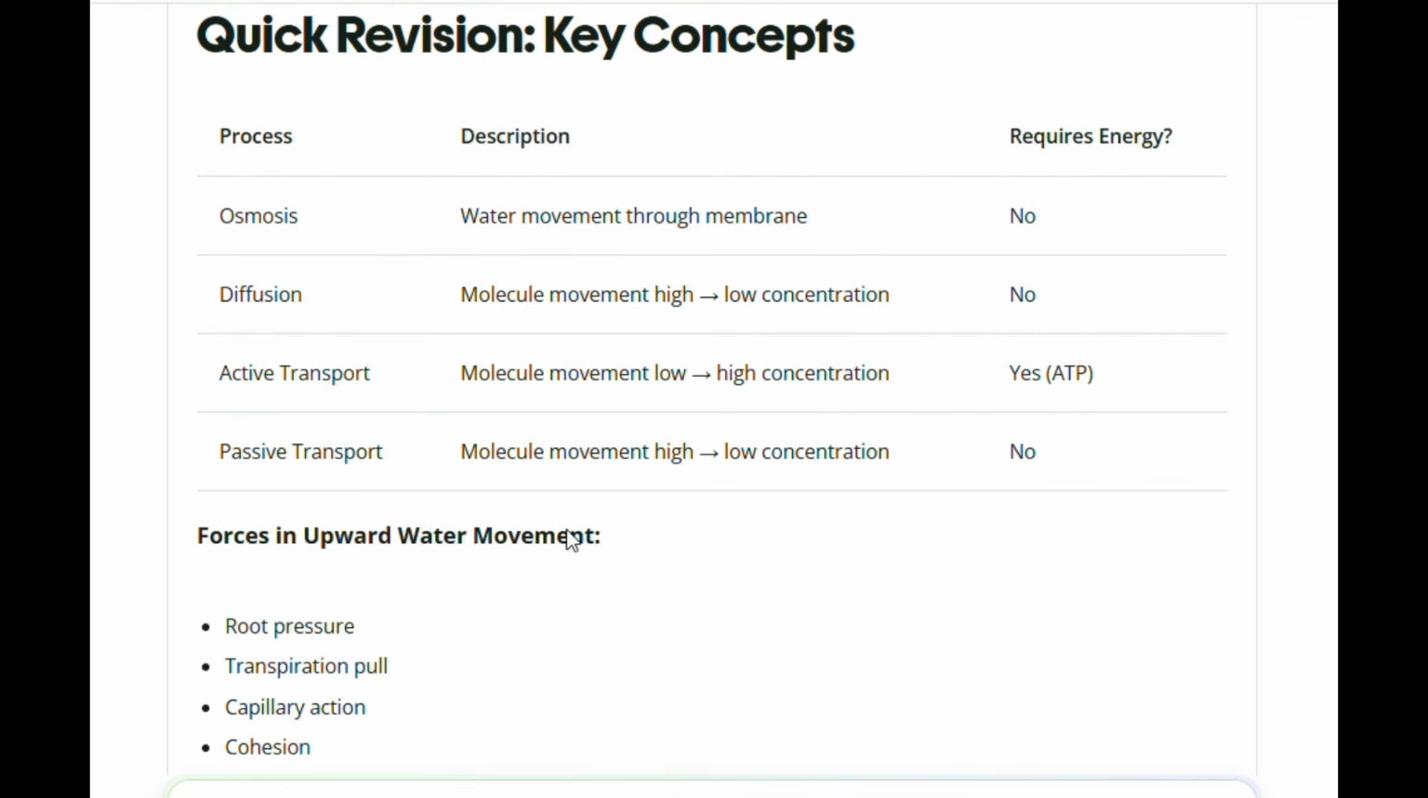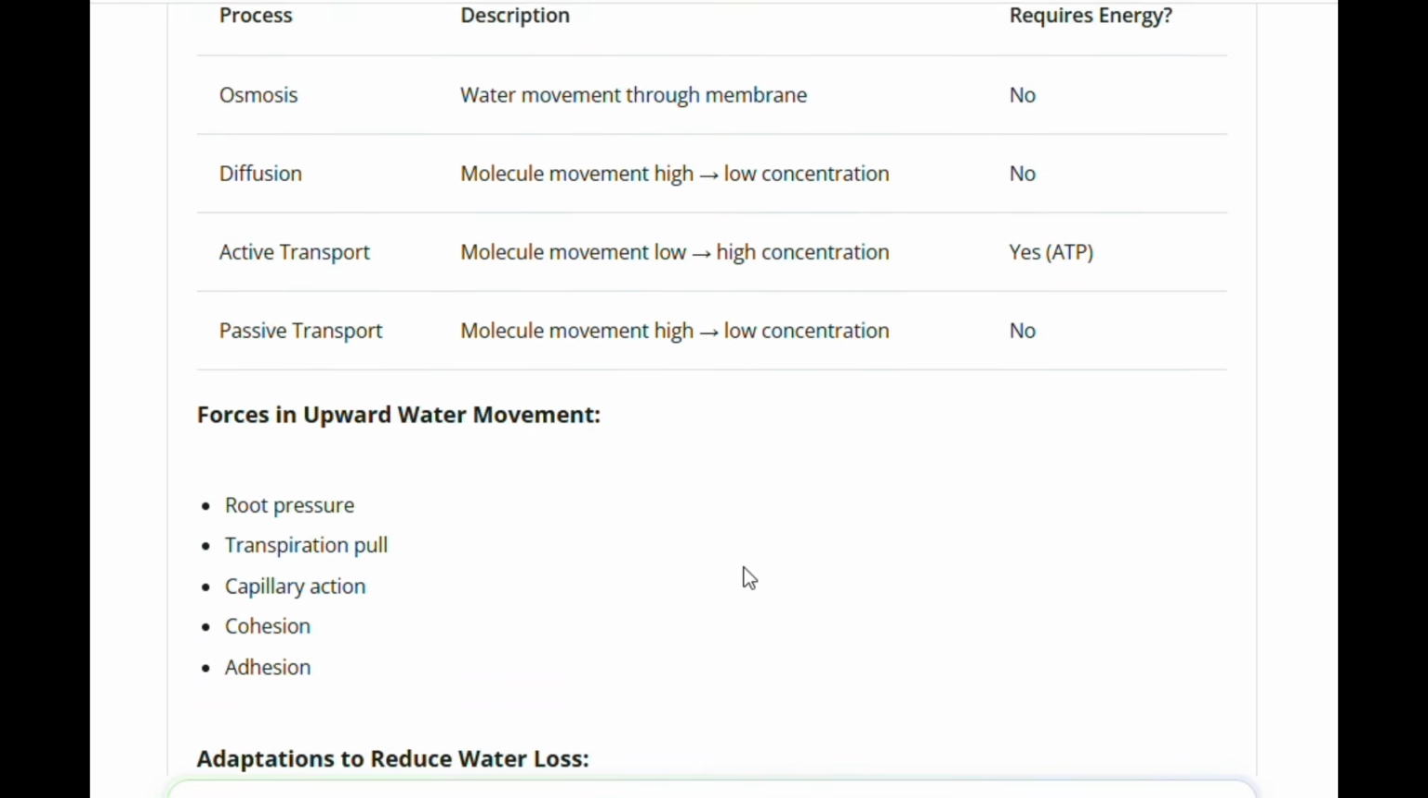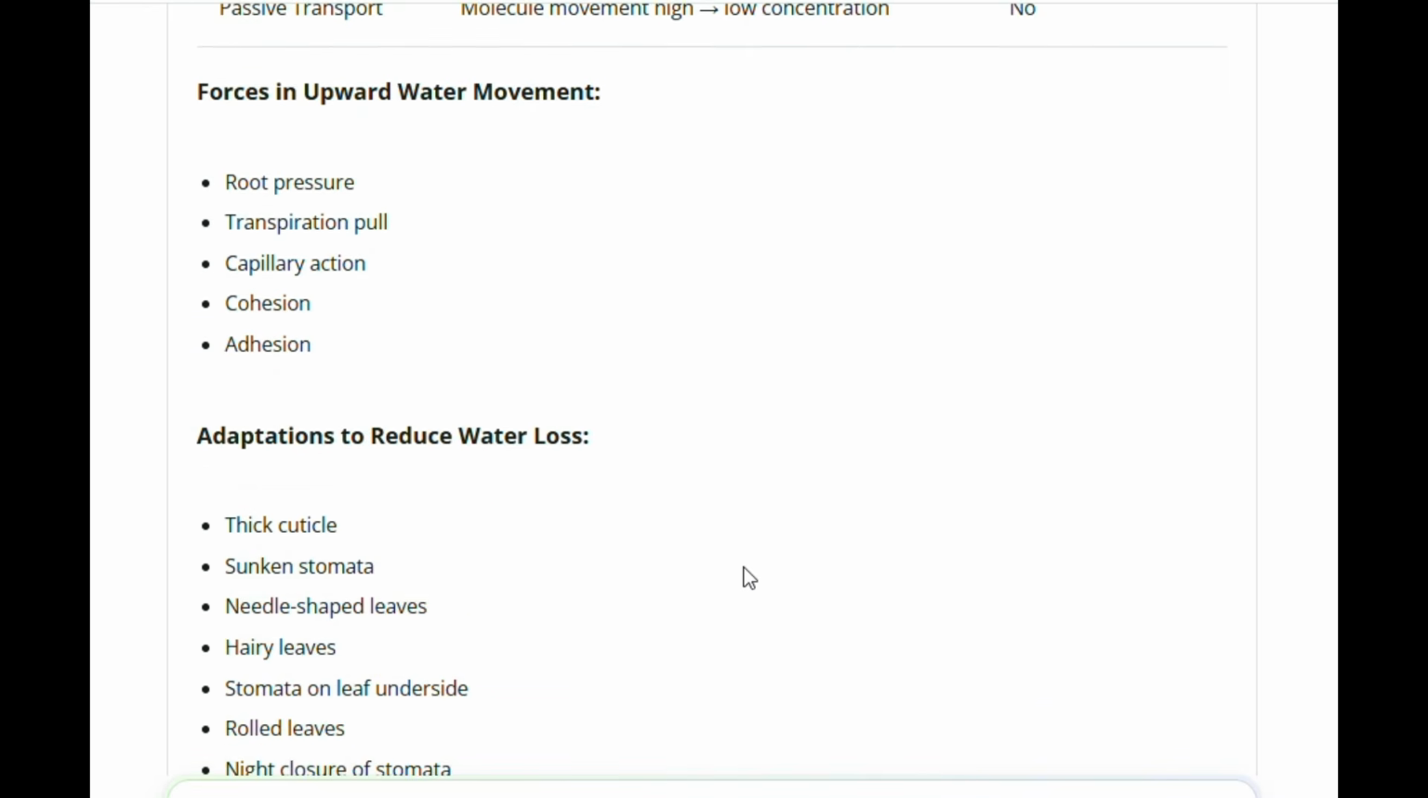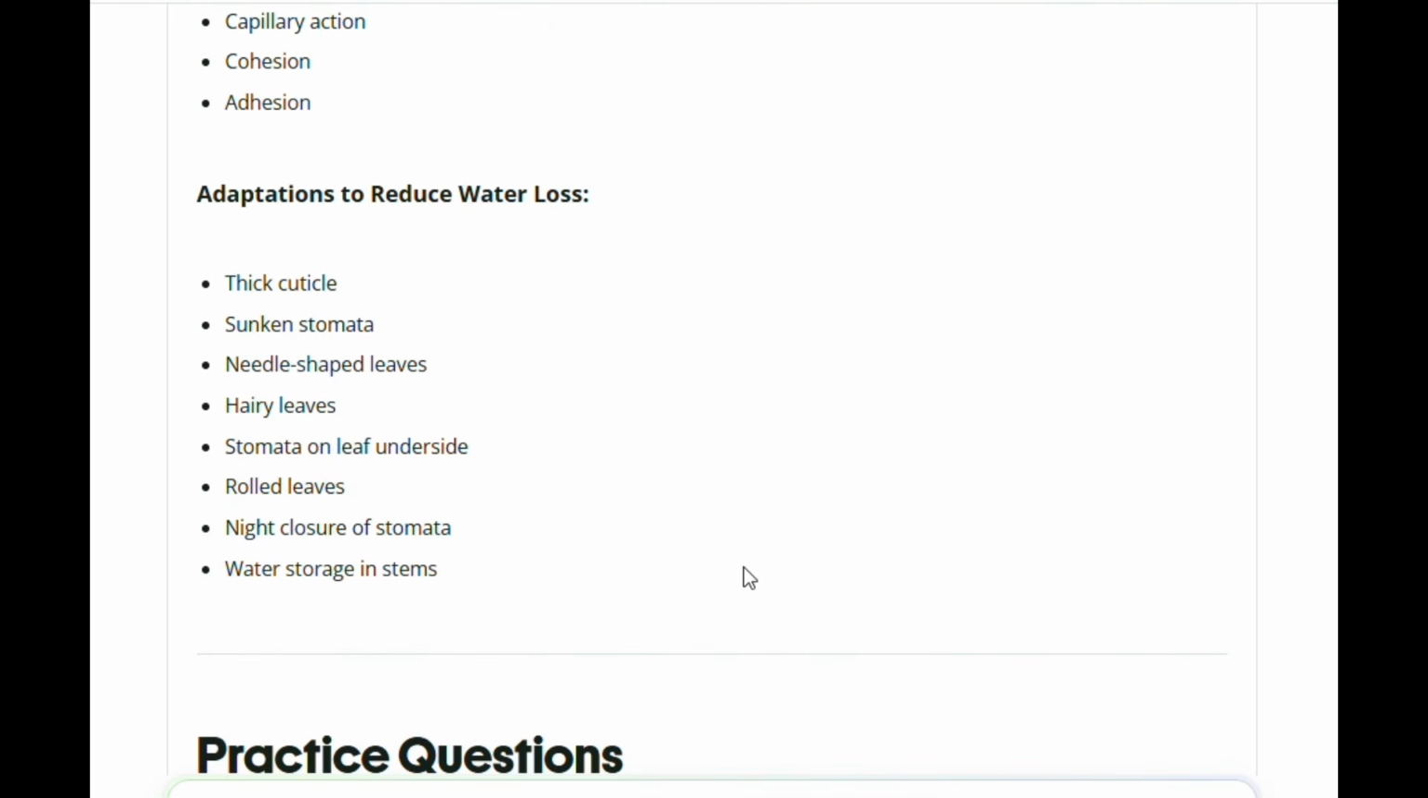The forces in upward water movement are root pressure, transpiration pull, capillary action, cohesion, adhesion. Adaptations to reduce water loss: thick cuticle, sunken stomata, needle-shaped leaves, hairy leaves, stomata on leaf underside, rolled leaves, night closure of stomata.